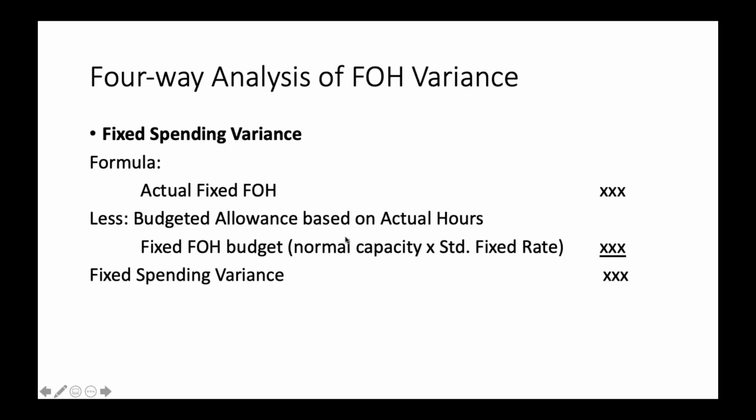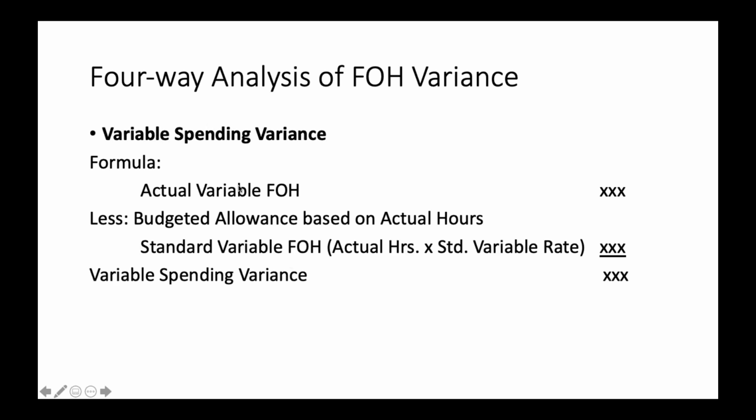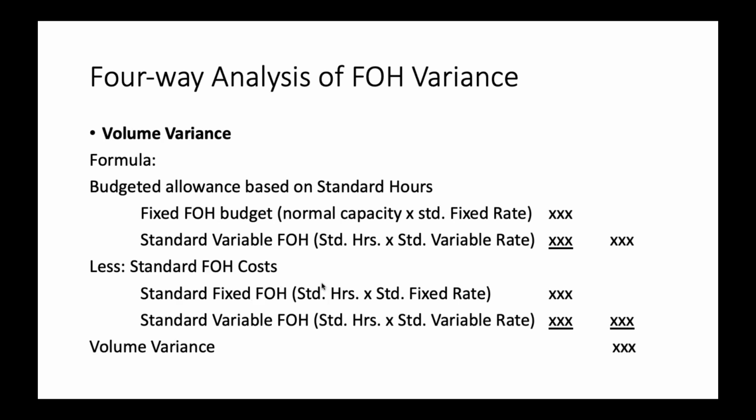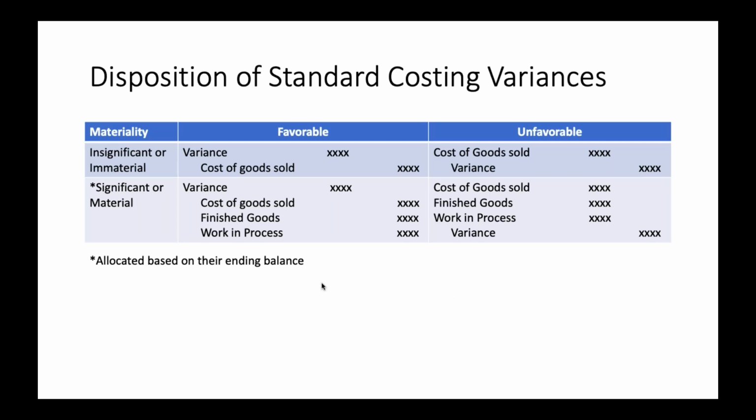So the fixed spending, actual fixed minus the budgeted fixed factory overhead, variable spending, actual variable less the standard variable overhead based on actual hours. And then we go for efficiency and volume variance, which is similar to three-way analysis. The volume variance is the same as in two-way analysis. Okay, let us now go to the disposition of the standard cost variance.